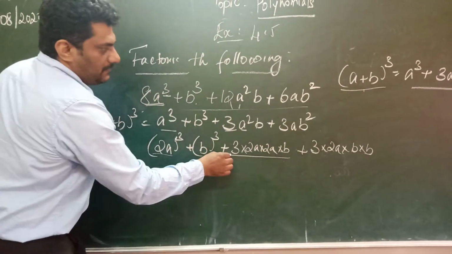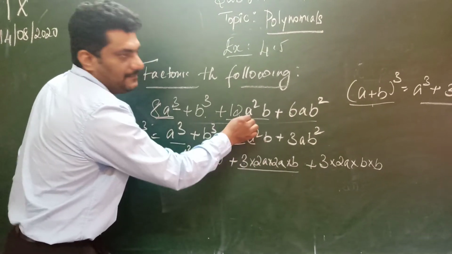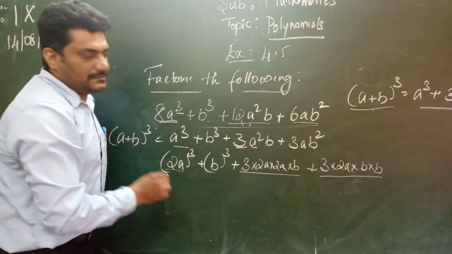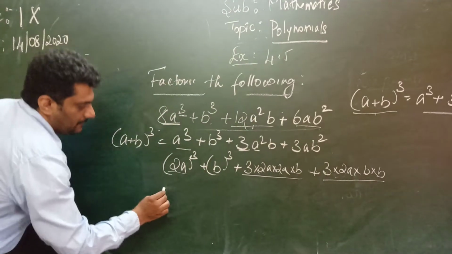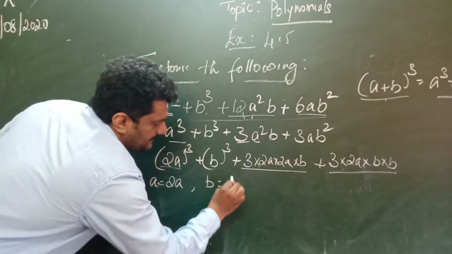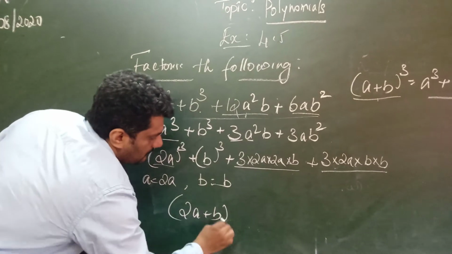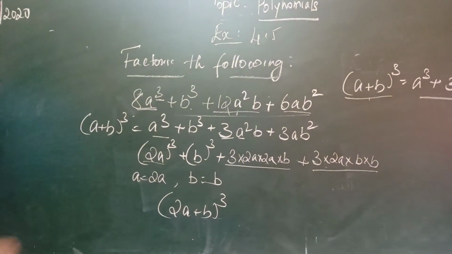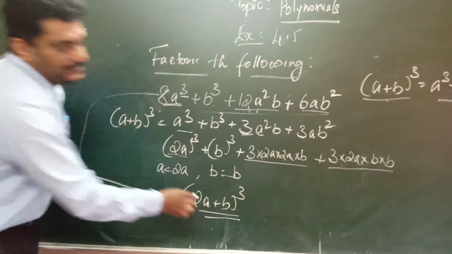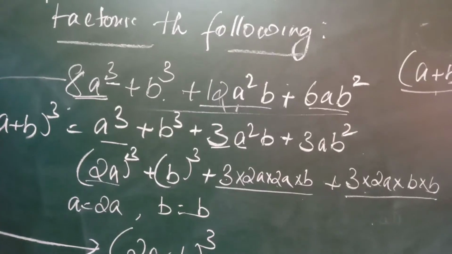If you multiply this one, you have to get this answer. 3 into 2, 6, 6 into 2, 12. We got this answer here. If you multiply this, you have to get this answer. Once you get this answer, we will get to know the value of a is 2a and the value of b is b. So you will write this as 2a plus b whole cube. So the factorization of this one is this. So this is the answer.